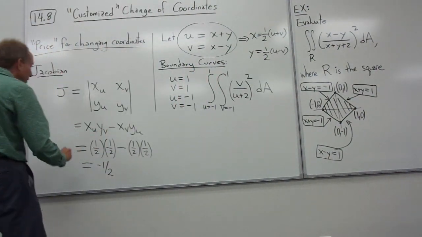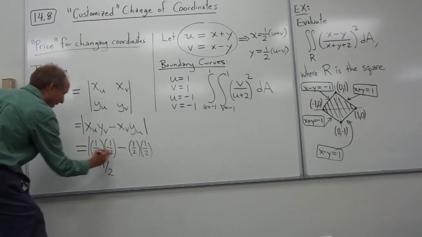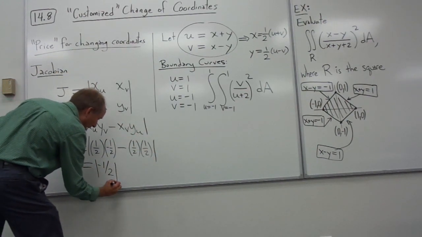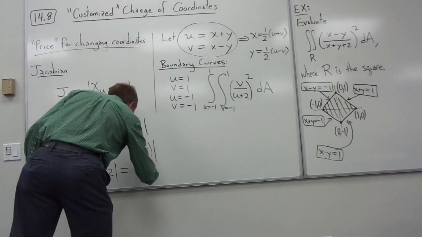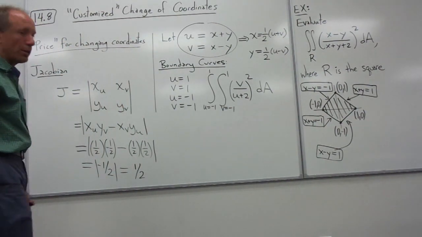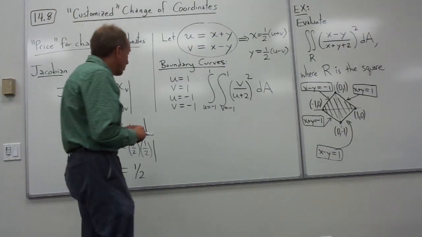So these absolute value bars are really quite telling. We're going to take the absolute value of the Jacobian that we came up with, and that's going to give me, in this case, a 1/2. Okay? So there you go. That's what we have to calculate.